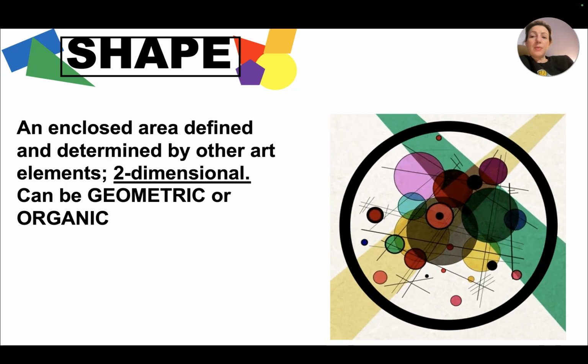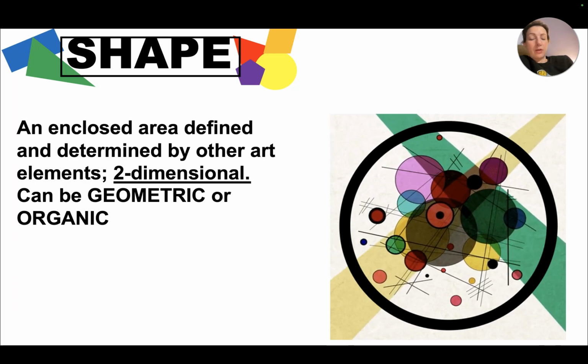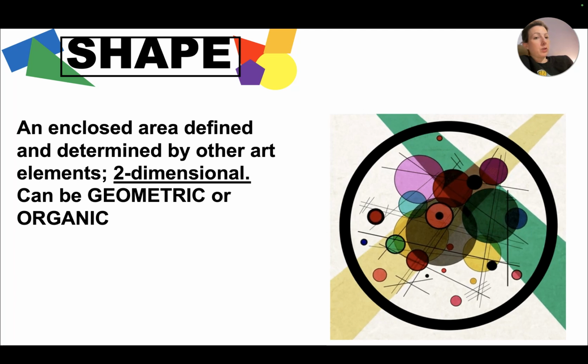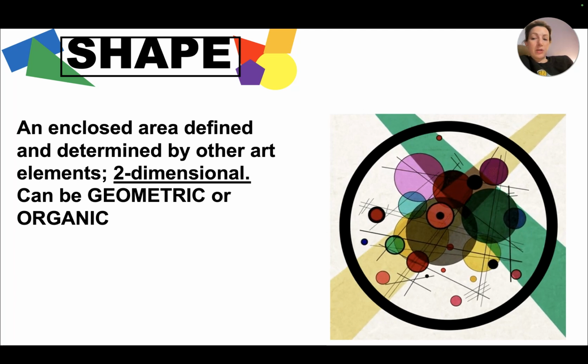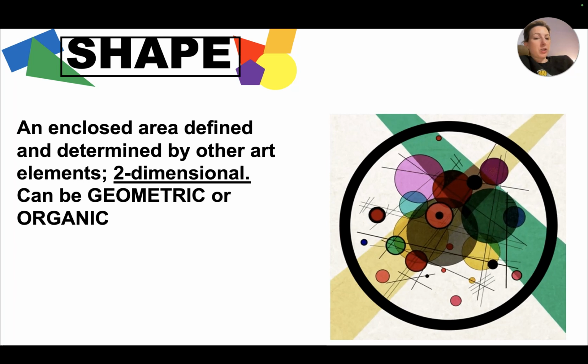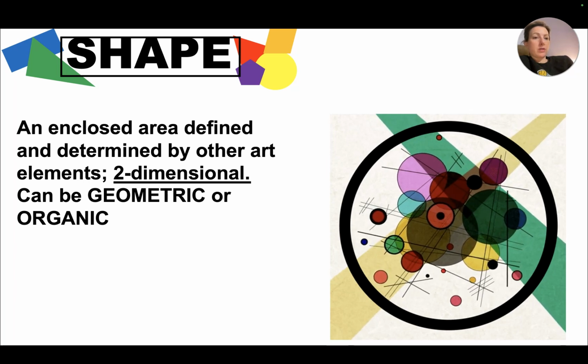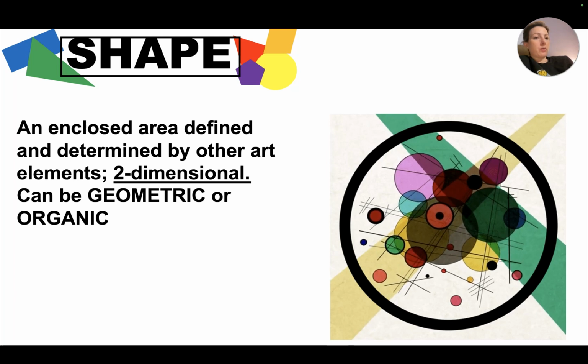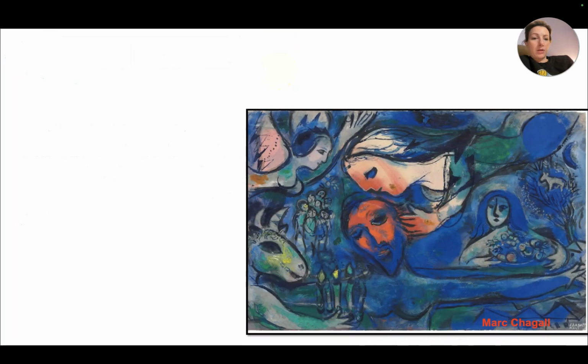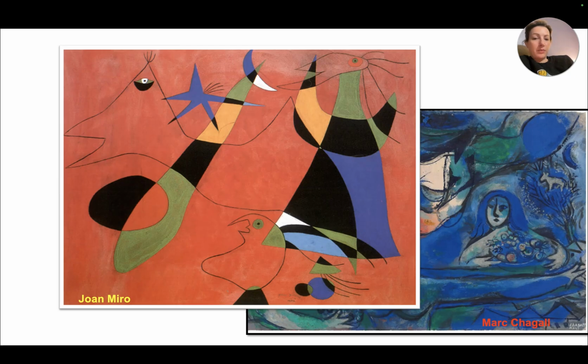Next is shape. So shape is an enclosed area defined and determined by other art elements. Two-dimensional, that's what you really need to remember. They can be geometric or organic. So geometric shapes would be like circles, squares, stars. Think anything with an edge that's regular, like a math shape. Organic shapes are free-flowing, soft, naturey, things that aren't regular. So this is a work by Marc Chagall. And then this is a work by Joan Miro. So Miro also uses a variety of really flat shapes.